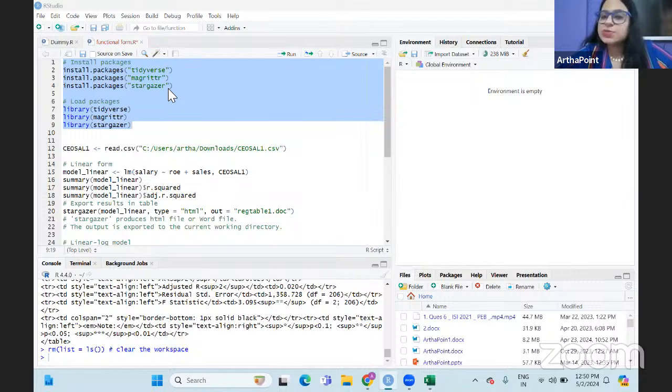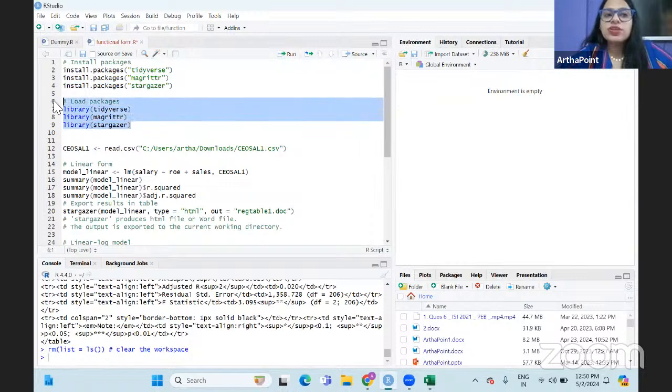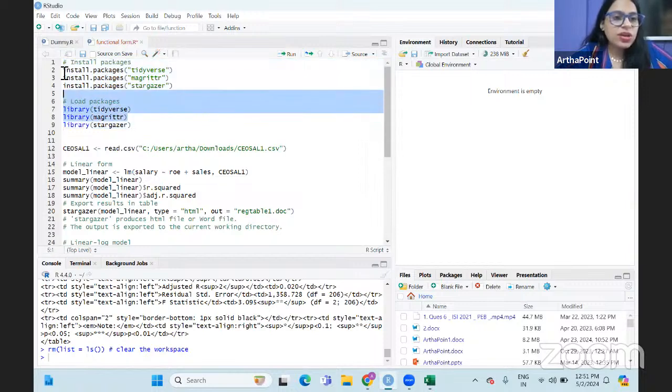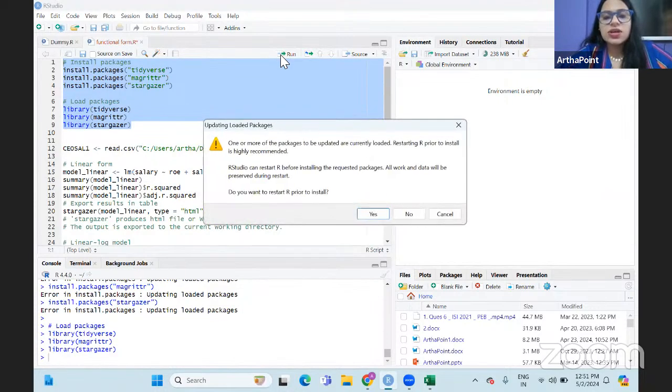The same is the case with packages. You need to first install the package in R environment, but just installing the package is not enough. You need to also make sure that you have loaded those packages. जो भी आप package install कर रहे हो, you need to make sure that you have also gone ahead and loaded those packages, right? So this step is going ahead and installing and loading the packages. So I'm going to just run this document till this much.